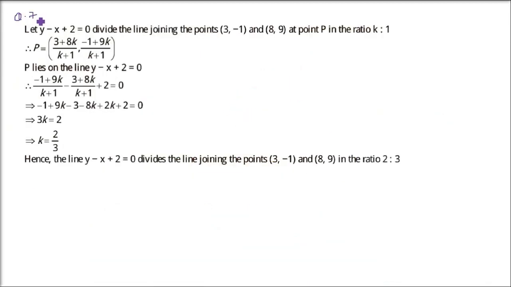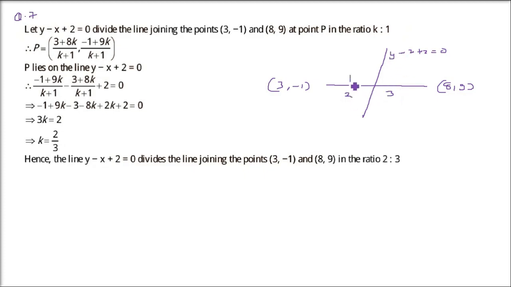Question number 7. Now here, prove that the line y minus x plus 2 equals 0 divides the join of points 3, minus 1, 8, 9 in the ratio 2:3. So what you have to show is that we have a line with endpoints as 3, minus 1 and 8, 9. And if we make a line like this, so we have, I don't know how this line is coming. It can be in any orientation, y minus x plus 2 equals 0. And this is dividing this line into 2:3. We have to prove it.